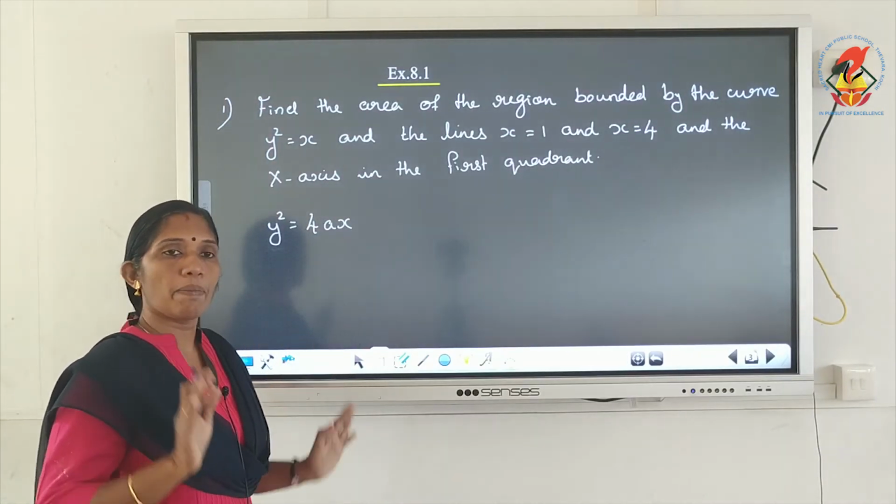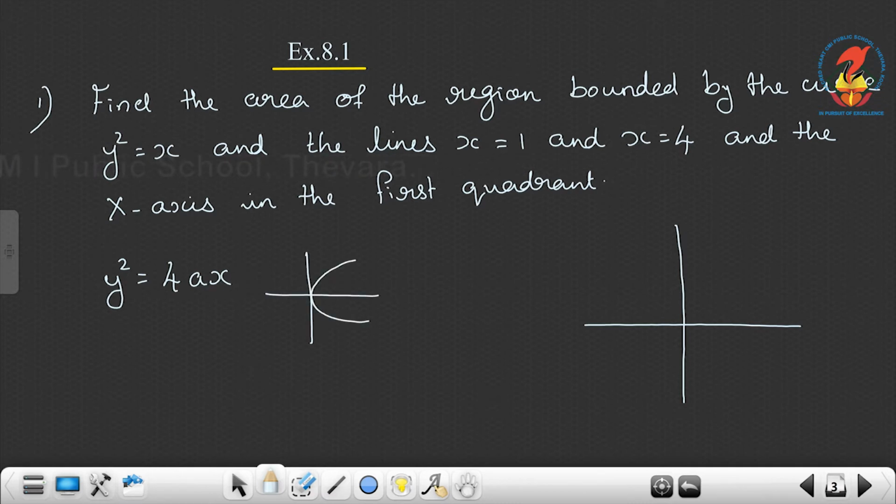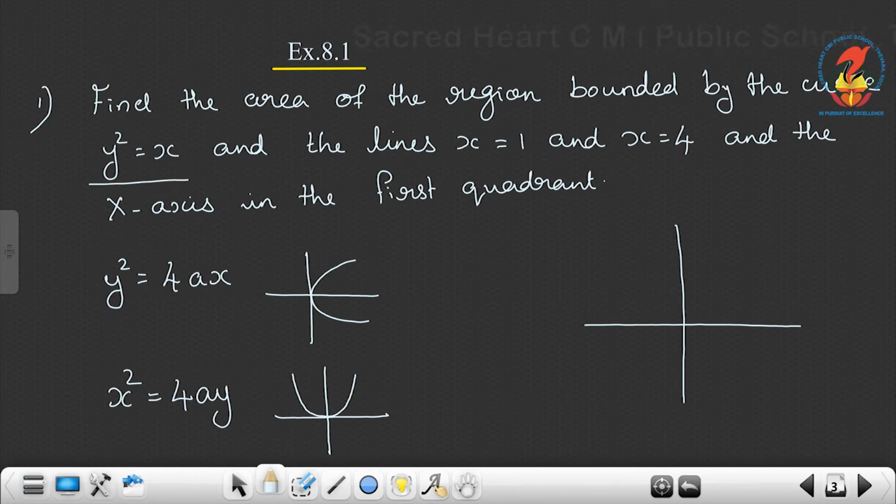Then also it is a parabola, and how is that parabola? We have 4 types of parabola. y square equal to 4ax is this way, and if it is y square equal to minus 4ax, then the left side. Then x square equal to 4ay is upward like this. If it is minus 4ay, then down. So here y square equal to x, it's a parabola, and how to draw that?